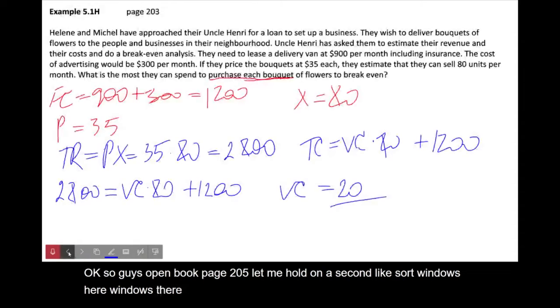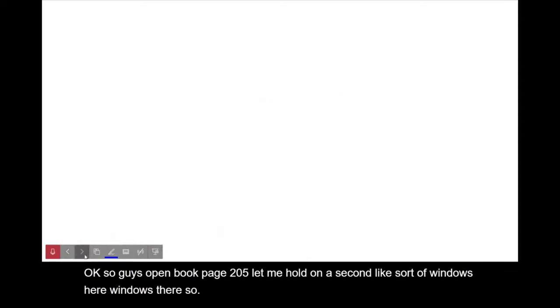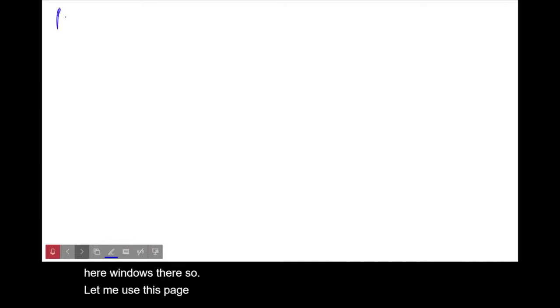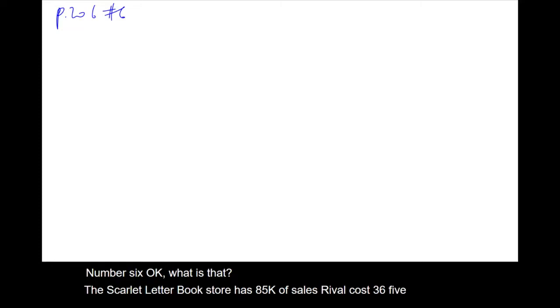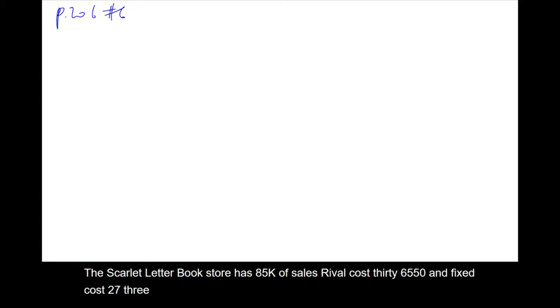Let me hold on a second. I have windows here, windows there. So let me use this page. So page 206, number 6. Okay, what is that? The Scarlet Letter bookstore has 85K of sales, variable cost 36,550 and fixed cost 27,360. What would its sales have to be to break even?